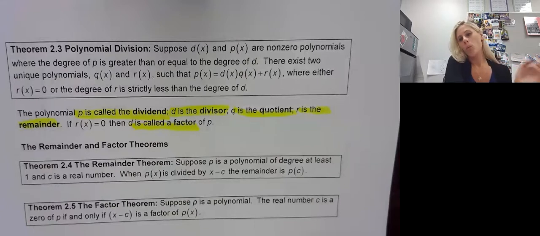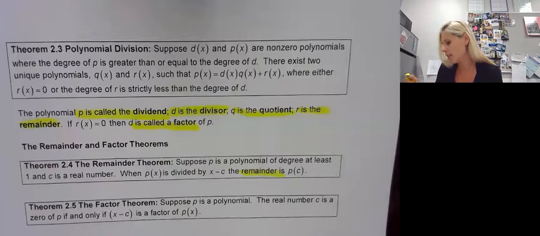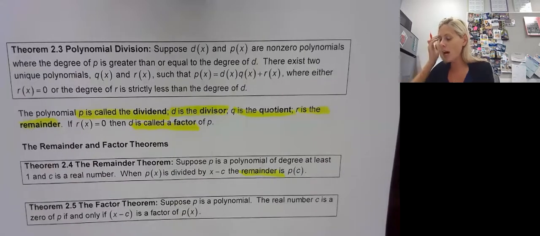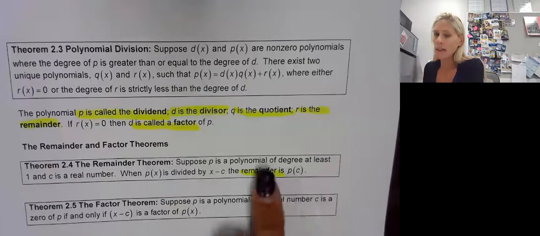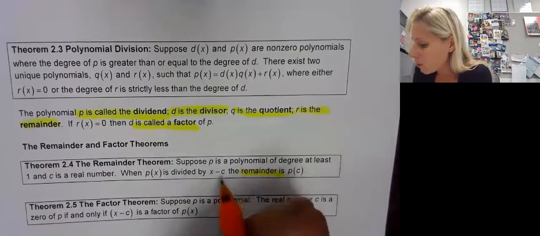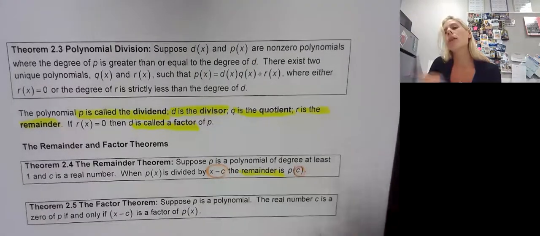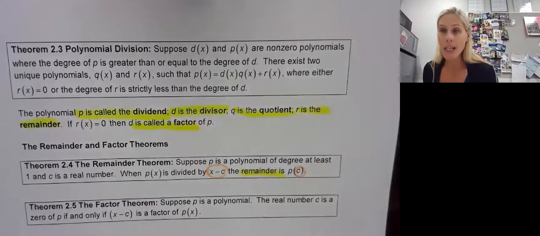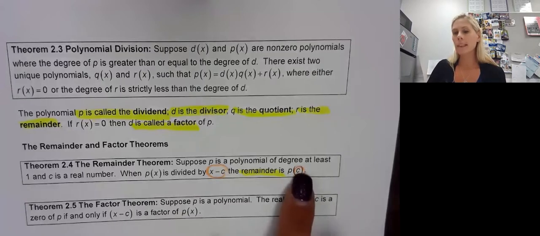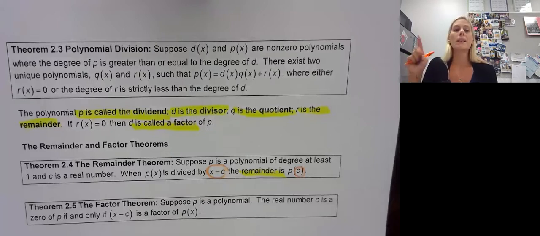Okay, so what that means is if we want to find out what the remainder is, all we have to do is evaluate p at c. Now, one thing I want you to keep in mind, it's the opposite of what we're putting in. So if we just needed to find the remainder, then we would plug in our c value into our function, and whatever we came out with is our remainder.